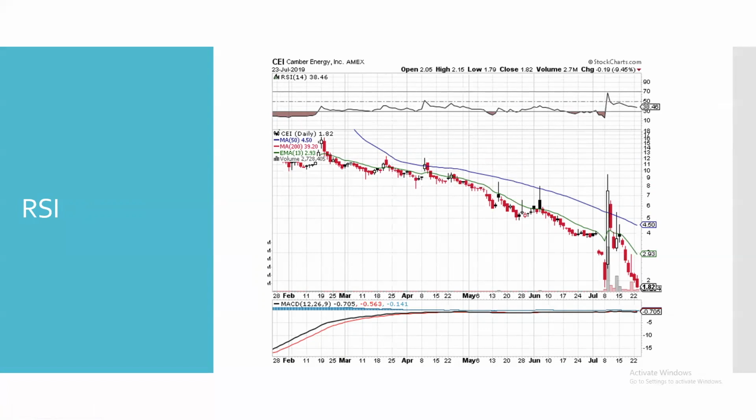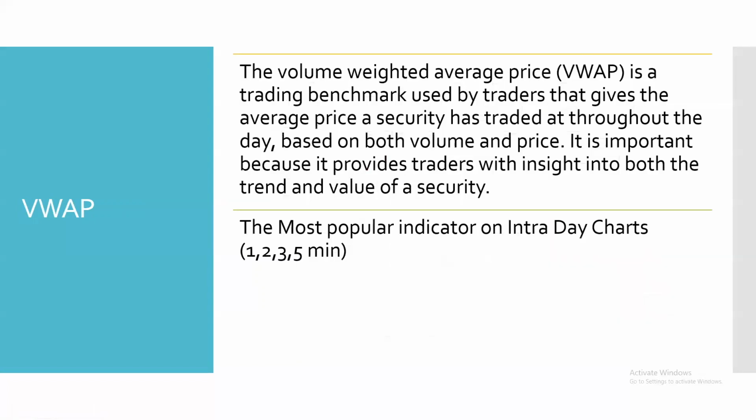What else do we want to see? What else are we moving on to? Well, we want to be talking about the VWAP, right? VWAP, very important play. The VWAP is the volume weighted average price. It's a trading benchmark used by traders that gives the average price of a security that has been traded throughout the day based on both volume and price. It is important because it provides traders with insight into both the trend and value of a security.